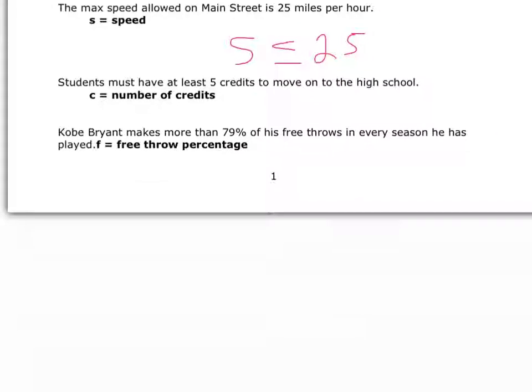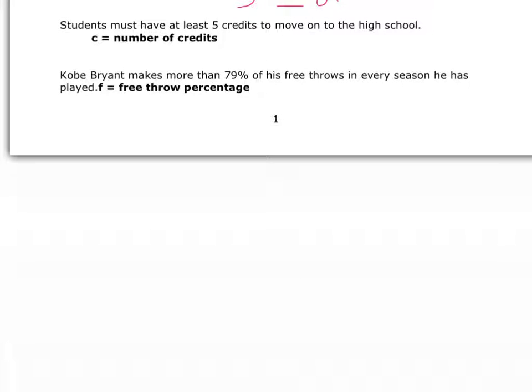Let's try a couple more here. It says students must have at least 5 credits to move on to the high school. That's your situation at the freshman center. You must have at least 5 credits to move on to the high school. We're going to have our C represent our credits, and you have to earn at least that many. So your credits can be greater than, or equal to, 5 to make sure that you can move on to the high school.